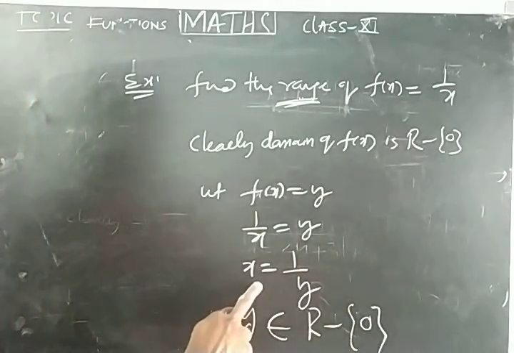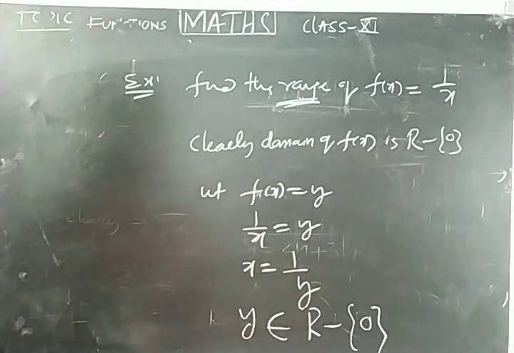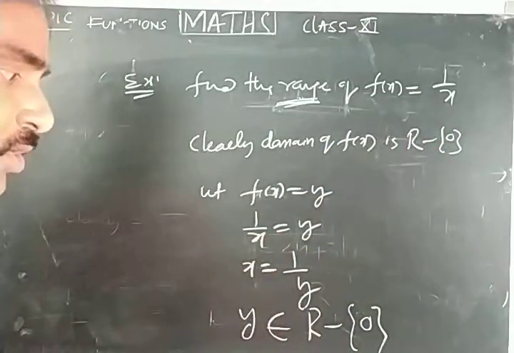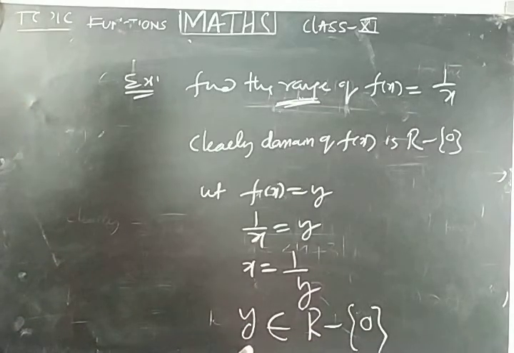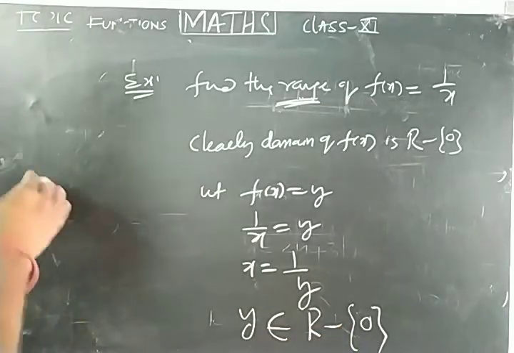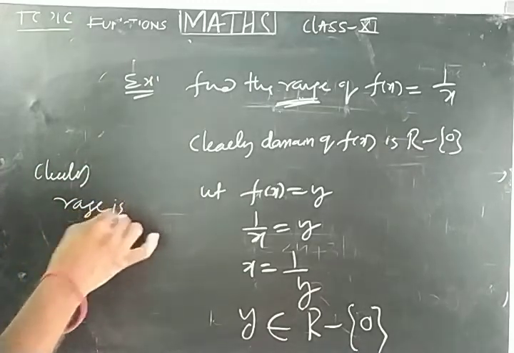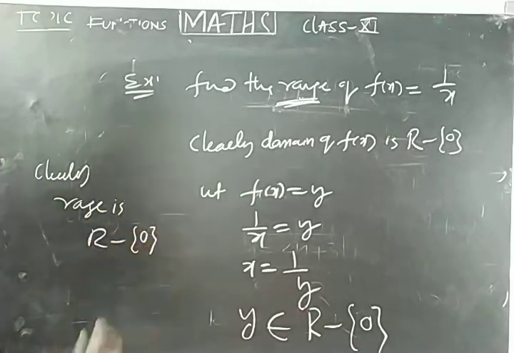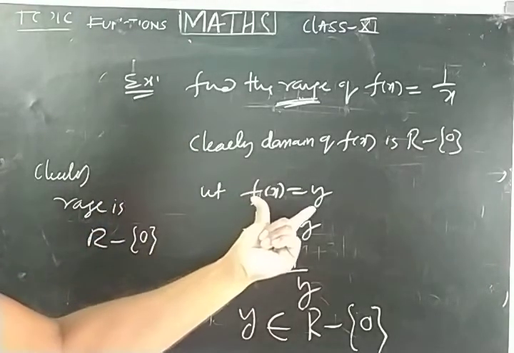Then only x will be possible. Otherwise, if you take y as 0, 1 by 0 is not defined, so x is not defined. But x is a real number already, because it is the domain. So x is defined for y in R minus 0. So y means what? Images. So images are all real numbers except 0. That is, range is R minus 0.